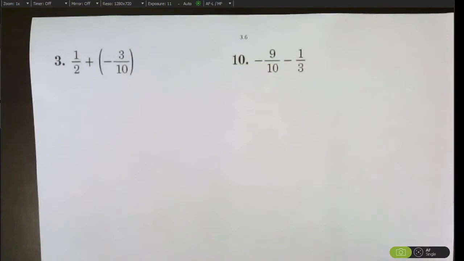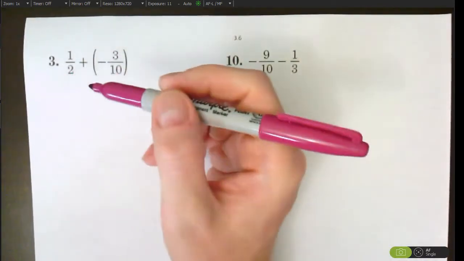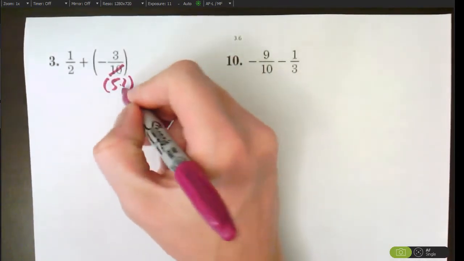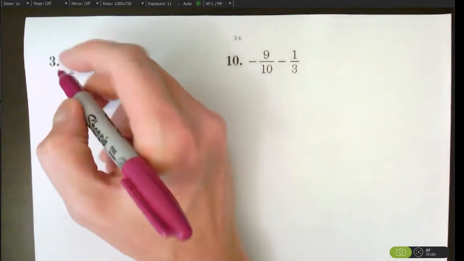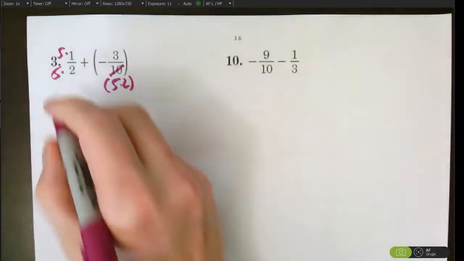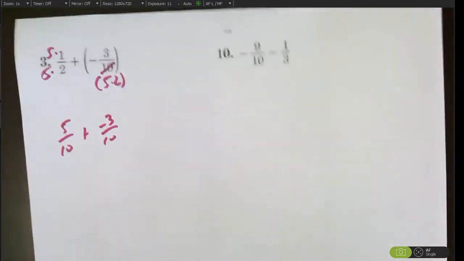For number 3, the common denominator between 2 and 10 is the first number that 2 and 10 both multiply to. Or more importantly, if you factor the denominators out, 5 times 2 is 10. That's because 10 is a 5 and a 2, and I've already got a 2. So multiply the top and bottom by 5. So I get 5 tenths plus negative 3 tenths, and then we're back to yesterday.